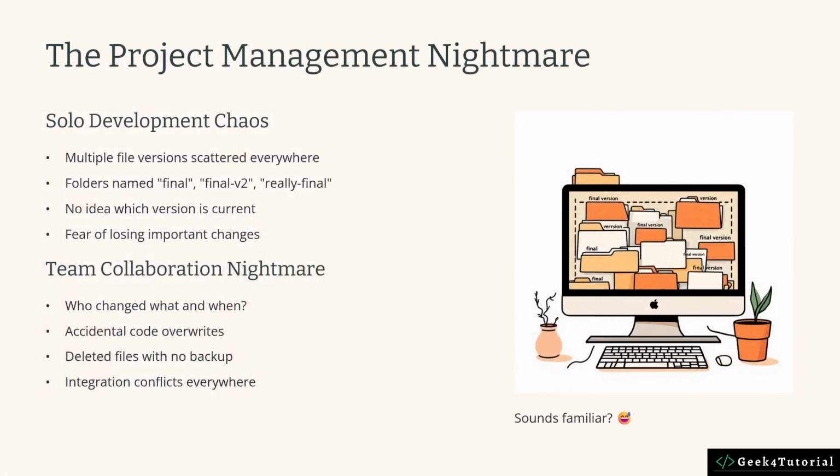Imagine you are working on a project, maybe a website or a Python app. At first, it's just you. You make changes directly in your files, save them, and that's it. But soon, things start to get messy. You are not sure which file is the latest version. You copy paste folders like project final v2, final, final, really final. Sounds familiar, right?